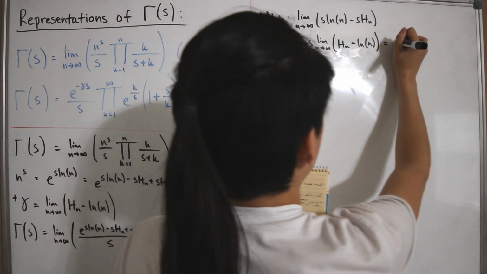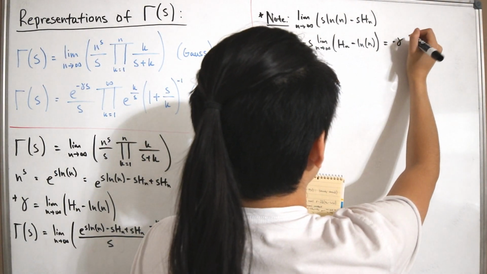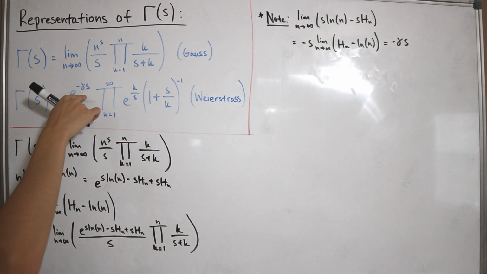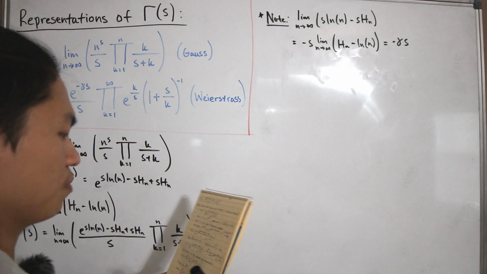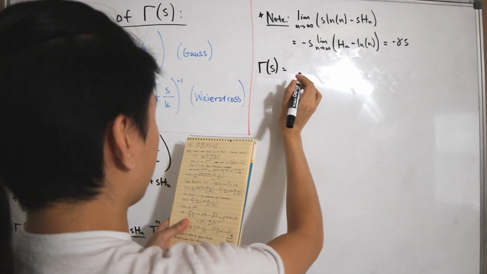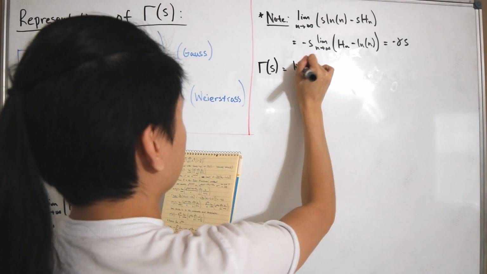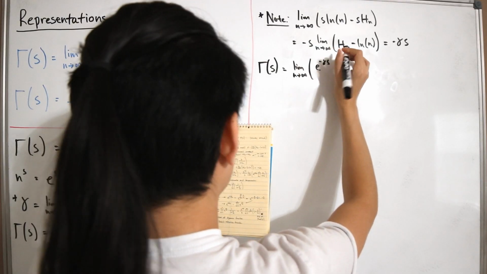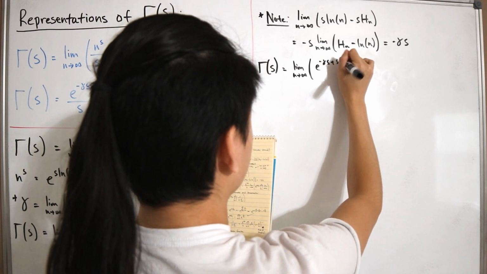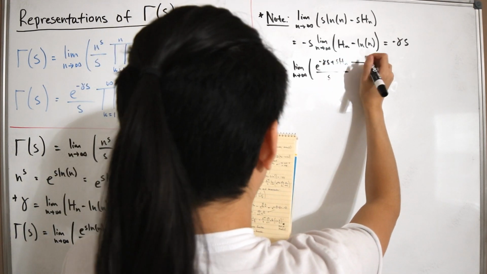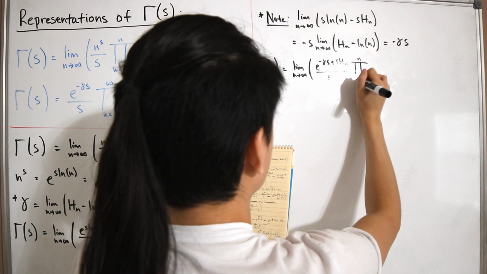So just substitute that back in. So that's negative lowercase gamma multiplied by s, which is nice since that's actually part of Weierstrass's definition right here. So make that substitution. So now gamma of s, so far what we have is the limit as n approaches infinity of e to the negative gamma s plus s times h sub n, divided by s. Then we have our product series yet again. Nothing has changed from that just yet.